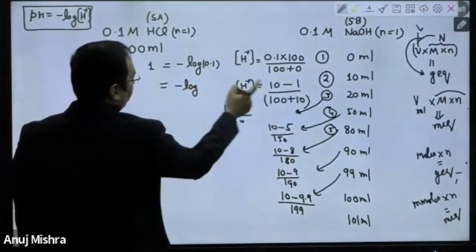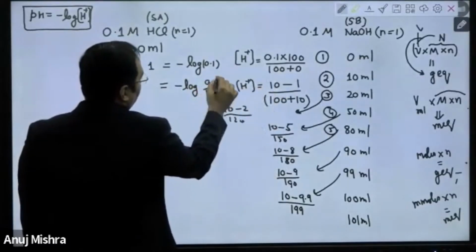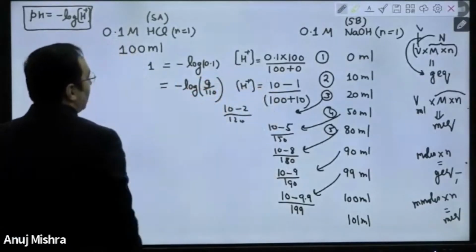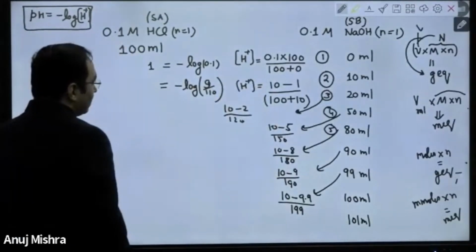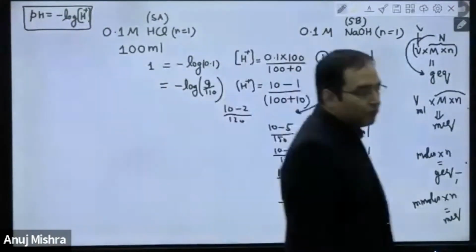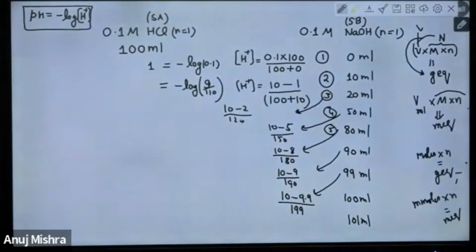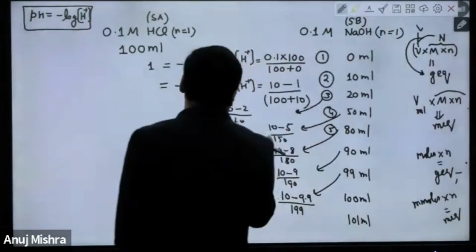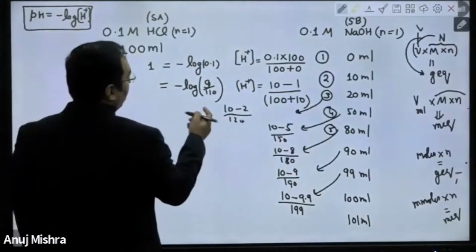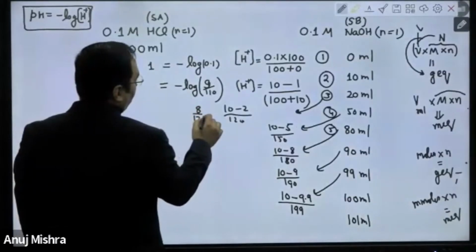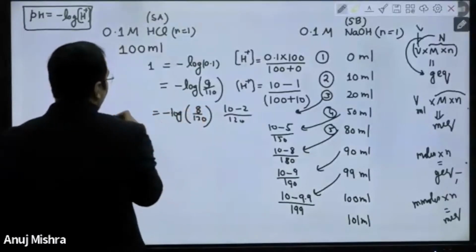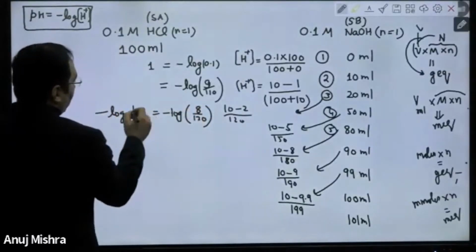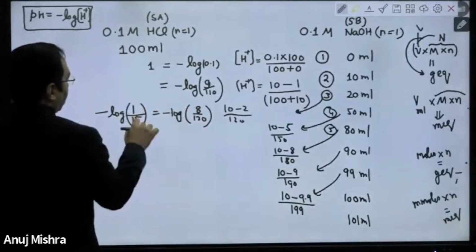Minus of log of 9/110. चलिए log table का use करके बताइए, log 9/110 कितना होता है? For this you can use calculator for this particular calculation. Tell me what is the value? Okay, जो solvable है वो कर लो. 10 minus 2 upon 120 is what? 8/120. 8/120 कितना होता है भाई? 1/15. So this is minus log of 1/15. ये तो कर सकते हैं solve.